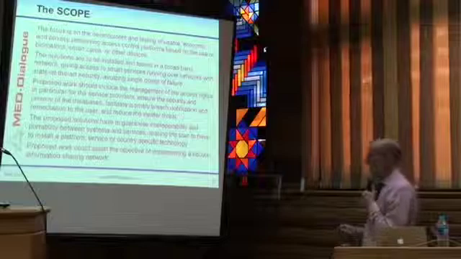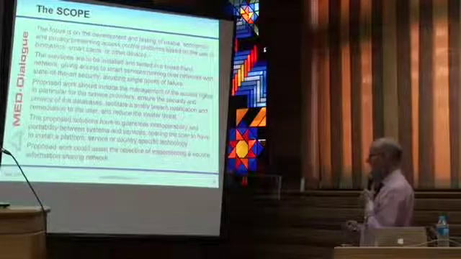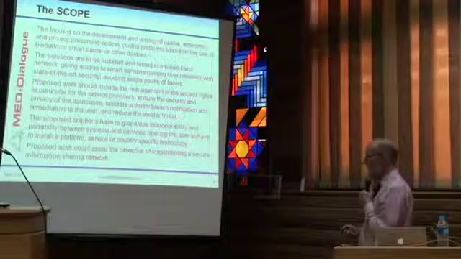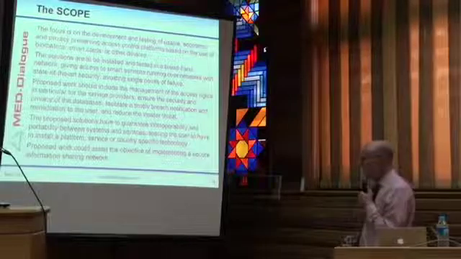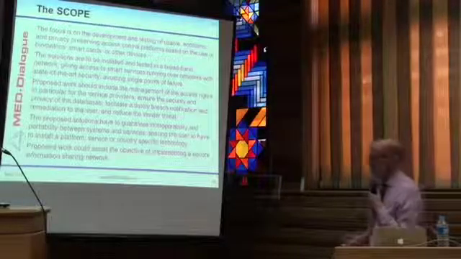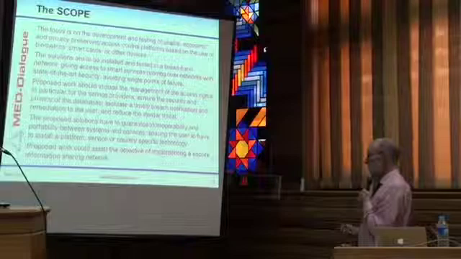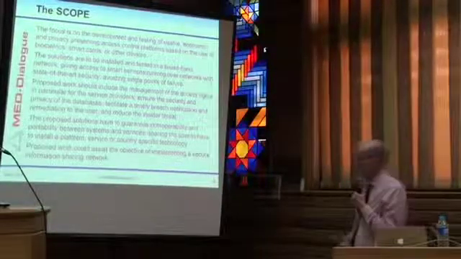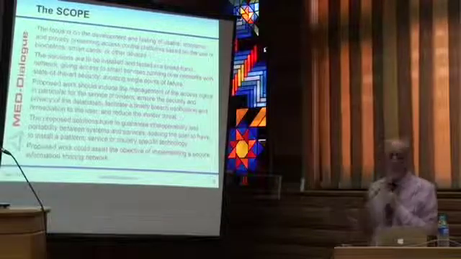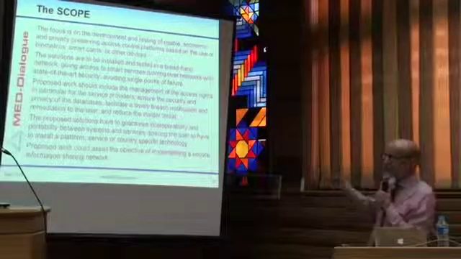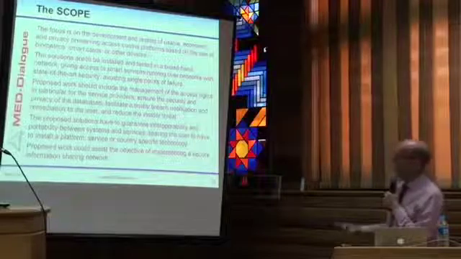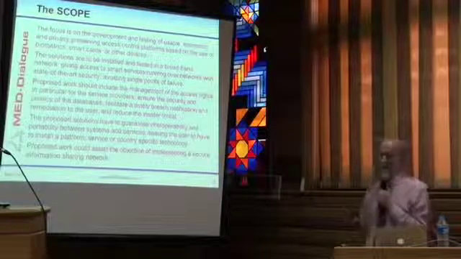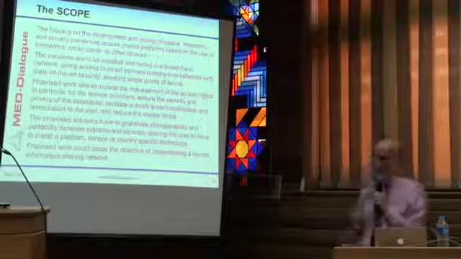And then it says finally, proposed work could assist the objective of implementing a secure information sharing network. To be honest, I'm not quite sure what this means. Could assist the objective of implementing. This is very vague. What do they mean by it? But anyway, I think, yeah, this matches my idea. It's a simple text. I'm not quite sure if it really helps me, but I'll find out.